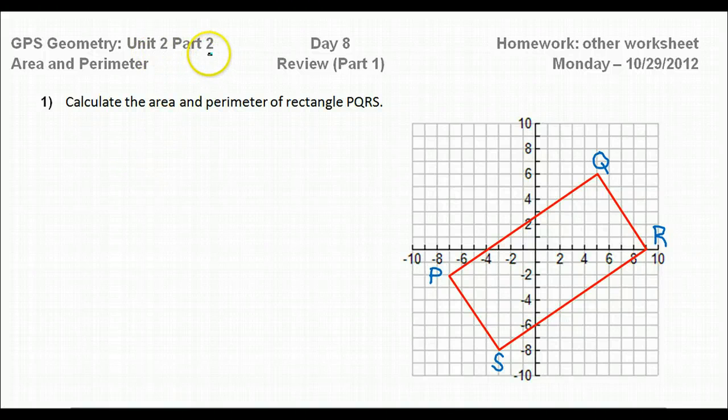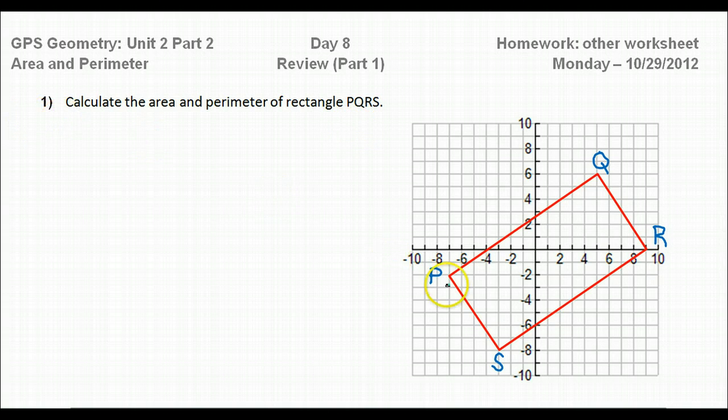Unit 2, Part 2 has focused mainly on quadrilaterals, four-sided figures like parallelograms, trapezoids, and kites. This is Part 1 of the review, which will focus on how we find area and perimeter of those quadrilaterals. Part 2 of the review, which will be in another video, will focus on classifying those quadrilaterals.